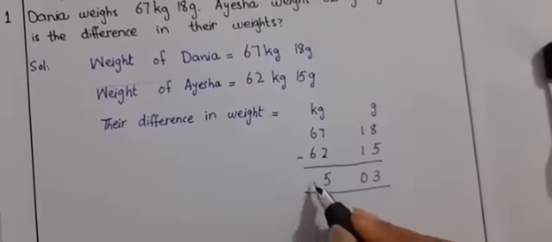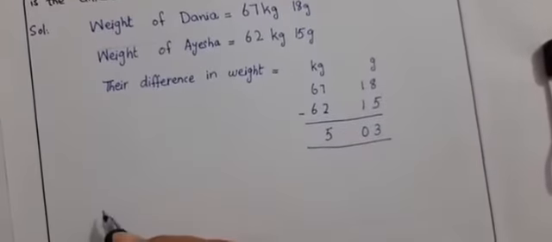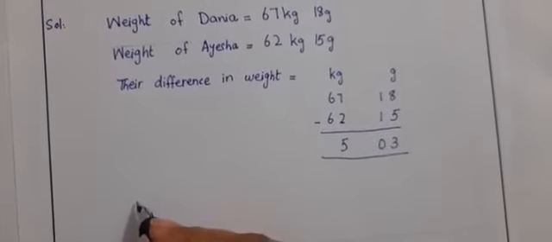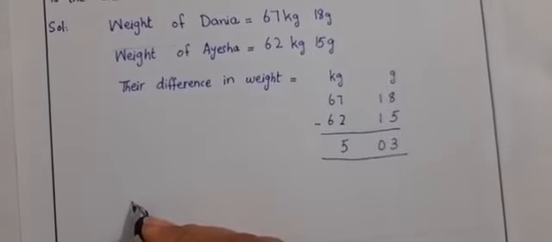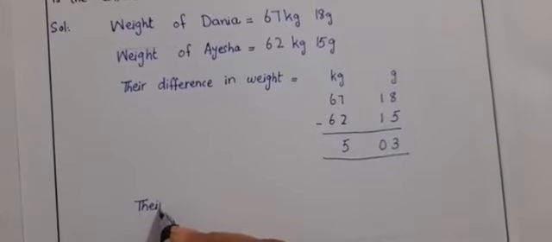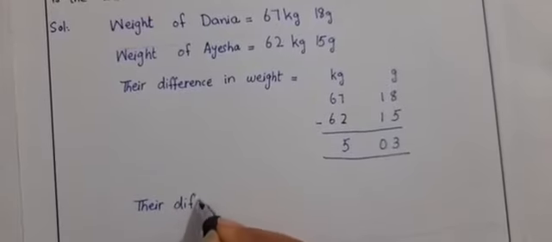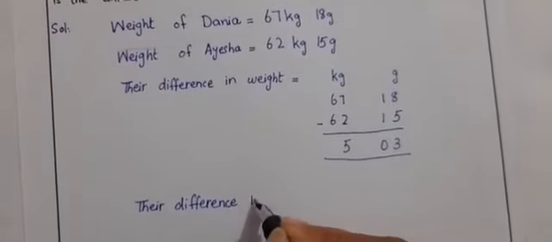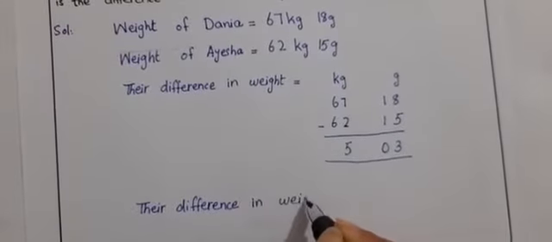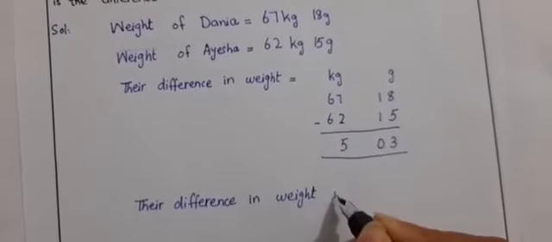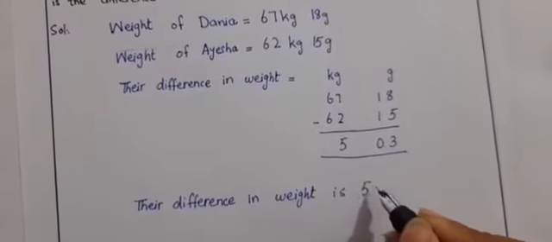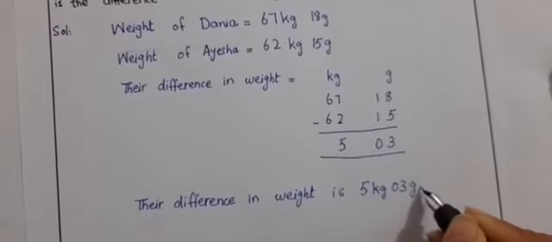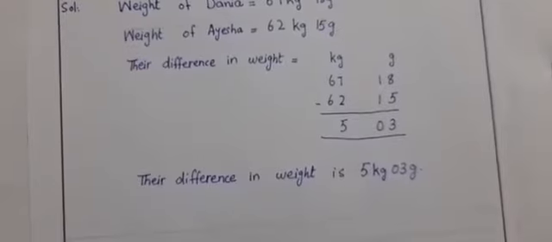We will not write this 0 over here. In the word problem, we have to write our answer always in statement. So we will write their difference in weight is 5 kg and 3 grams. That is our answer, boys. Okay.